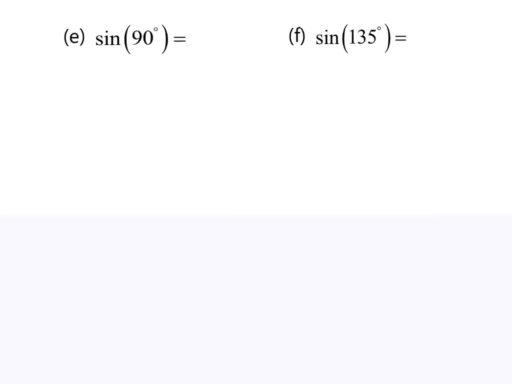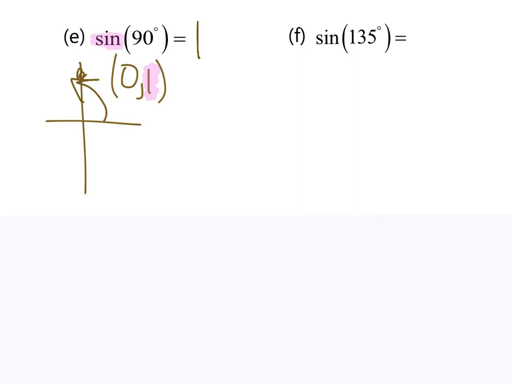All right, the sine of 90 degrees. Again, the 90 degrees is there. The coordinate there is (0, 1). The coordinate does not change, but I am talking about sine this time. So that's my y value. So my y value here is 1.